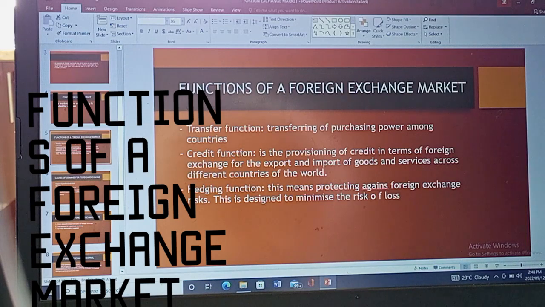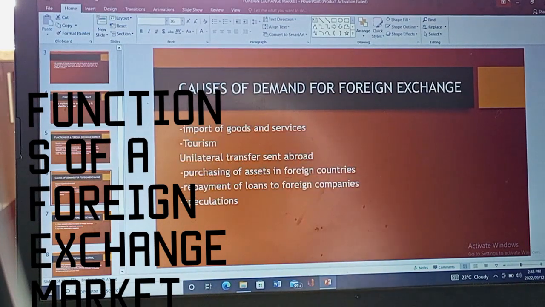Now, what does it mean? Hedging simply means that I wouldn't like to sell something to somebody in the US for $10. If I sell that for $10 now, I would have to hedge against it so that in the future, if the dollar increases, it does not affect the minimum amount I have in my country. So hedging simply means protecting your currency from devaluating. That is what hedging means. Now, what are some of the causes of demand for foreign exchange?